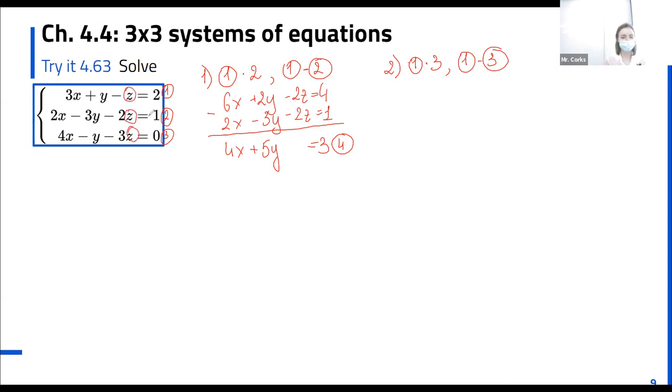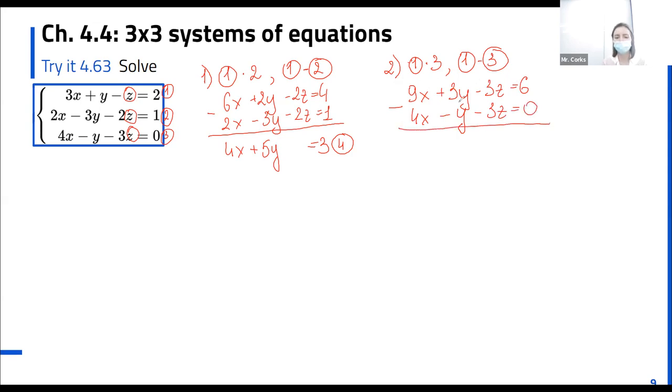We don't need one more variable. We need our default x and y ones to solve. So we need to get rid of it. Like we do some procedures with the first and the second, and the first and the third. It's a common approach. So let's take a look. We will have 9x plus 3y minus 3z equals 6. Then we need to subtract, and we have 4x minus y minus 3z equals 0.